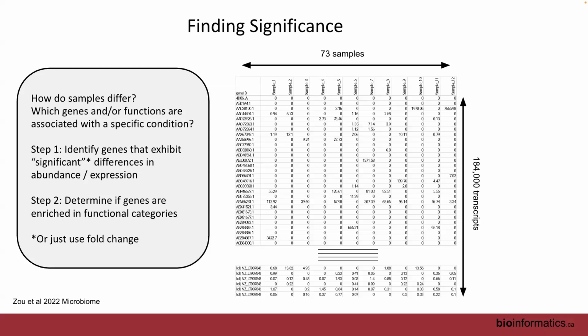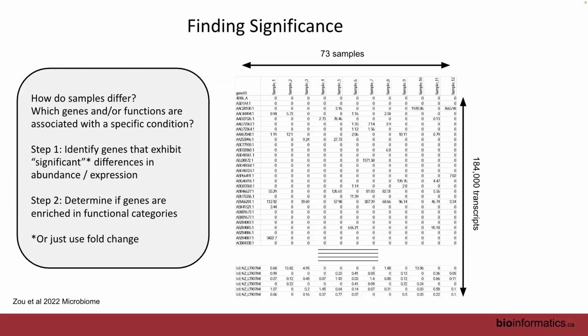And then the second step is to see if these genes are enriched in specific functional categories. You could use DESeq or any of these other differential abundance tools to identify your list of genes to feed into these gene set enrichment analyses, or you could simply use fold change. There's nothing wrong with saying, all of these genes that are, say, one log fold different between this sample versus that sample, are they enriched in specific functions?